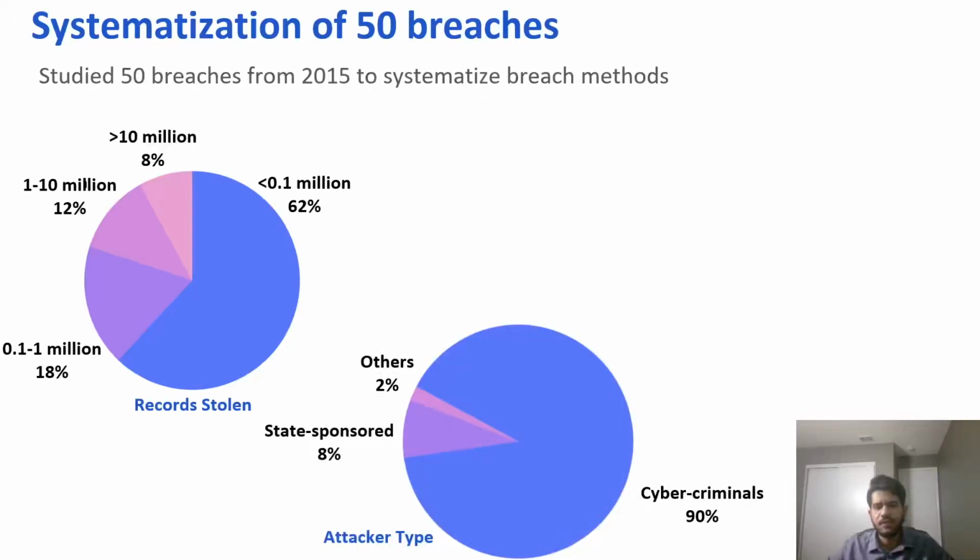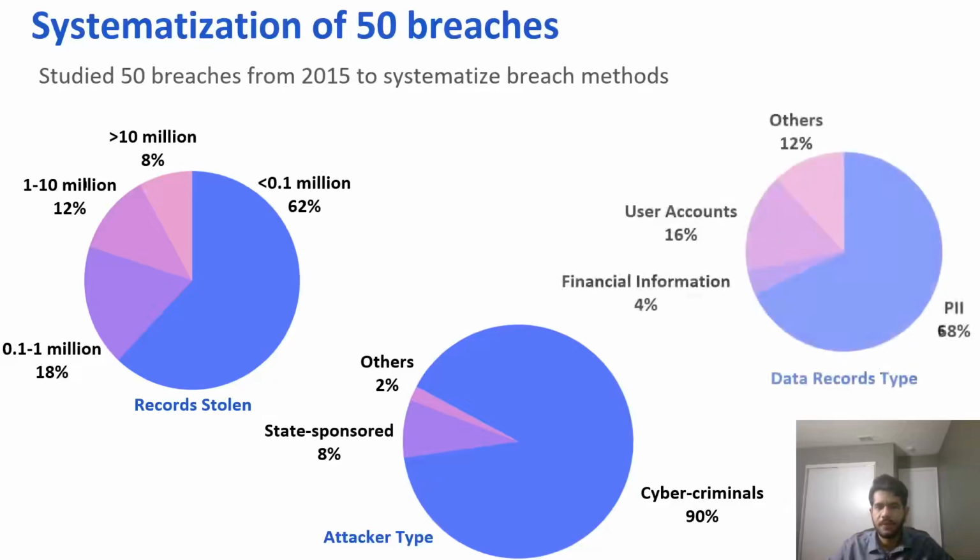For the attacker type, we found that in most cases, the attackers were cyber criminals that were trying to get some monetary benefit. In just 8% of the cases, the attackers were state-sponsored. And for the data records type, we found that in 68% cases, the attackers stole personally identifiable information. In 16% cases, they stole user account information, such as emails and passwords. And in just 4% of the cases, they stole the financial information.